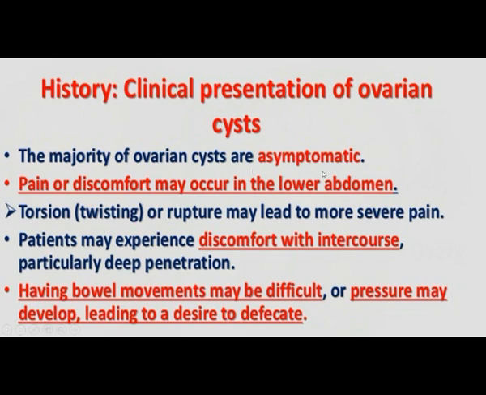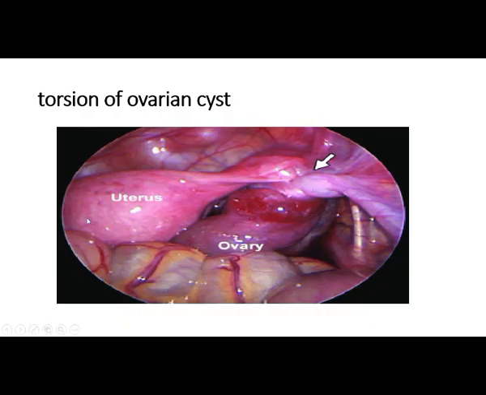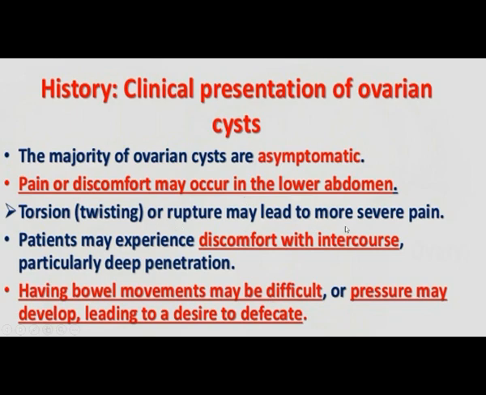The majority of ovarian cysts are asymptomatic. Pain or discomfort may occur in the lower abdomen. Torsion or twisting, as you can see in this picture of the ovary, or rupture may lead to severe pain, and the patient may experience discomfort with intercourse, particularly deep penetration. Bowel movements may become difficult, or pressure may lead to a desire to defecate, always feeling incomplete, because of the pressure symptoms from a large cyst.